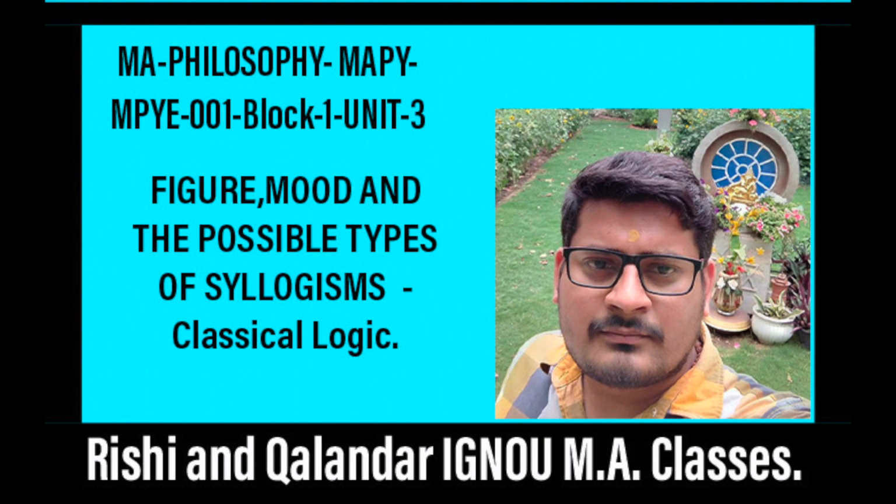Number 1: AAA, AAI, EAE, EAO, EIO, and AII. Second: AEE, AEO, EAE, EAO, EIO, and AOO. Third: AAI, AII, IAI, EAO, EIO, and OAO. 4: AAI, IAI, AEE, AEO, EAO, and EIO. In all these cases, the first letter stands for the major premise, the second for the minor, and the third for the conclusion.